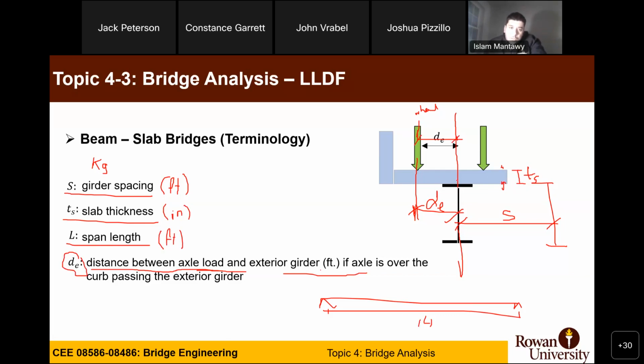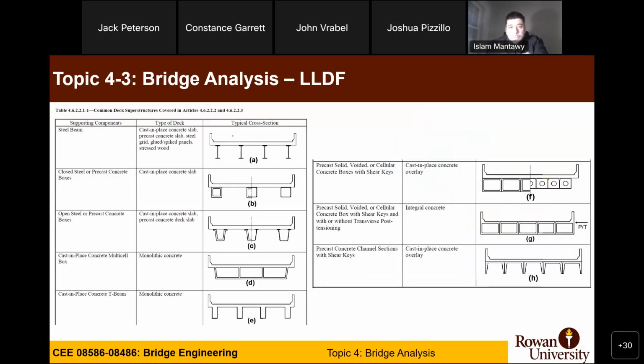So in order to do that, after you lay out your girders and lane loads, you need to identify the Kg value, the S value, the ts value, the L value, and the de value in order to use the simplified equation. For the simplified equation, if you go to AASHTO, you have a table, I call it the legend table, Table 4.6.2.2.1-1. It gives you a legend for every cross section.